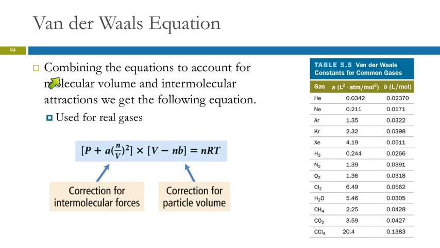So you can combine both of those factors into one big messy thing. So here we have the correction for intermolecular forces. Here we have the correction for particle volume. And those constants, a and b, you'd look those up in a table. And so you can use this equation, the van der Waals equation, to accurately calculate the behavior of real gases. So the good news is we don't have to do any calculations with this silly equation. We just need to know that it exists.